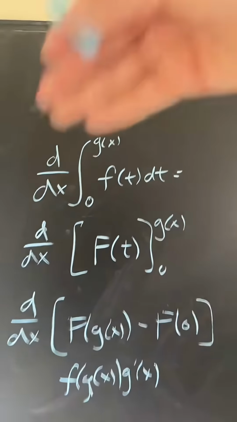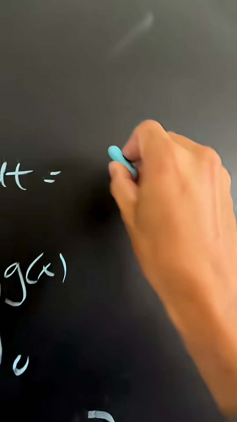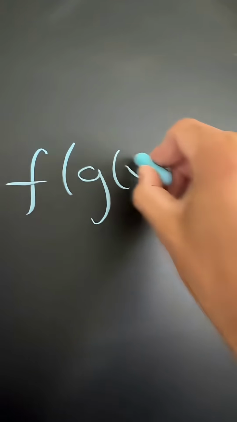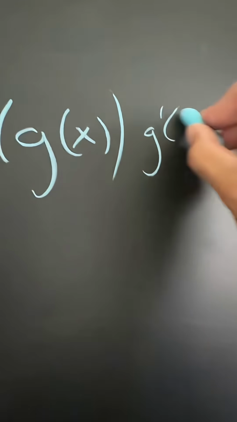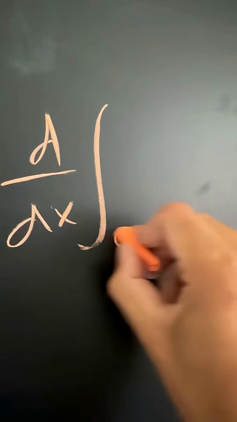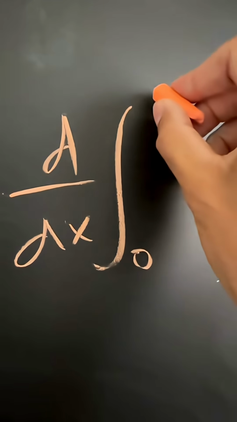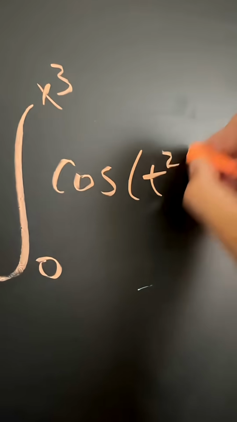So whenever you're taking the derivative of some function from 0 to g of x, then you have to do f of, and your input is now going to be g of x, whatever that might be, times the derivative of what is inside. So let's review that again. Let's just say, for example, like number 31, we have the derivative of the integral from 0 to, let's just change it up, x cubed of cosine of t squared dt.